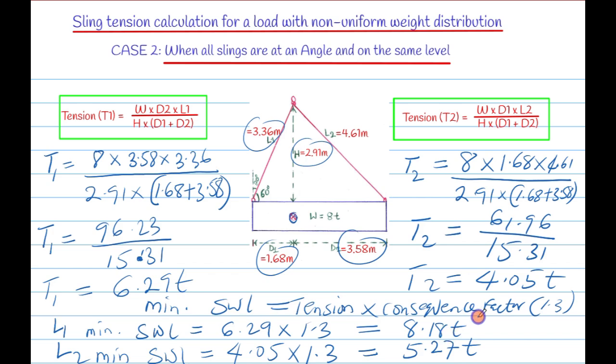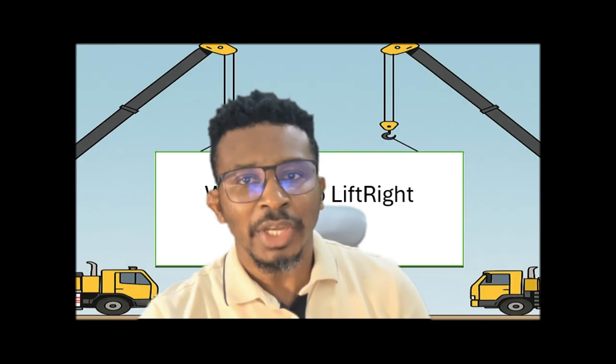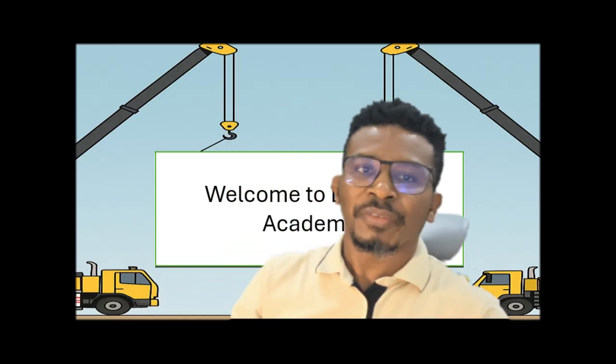So in planning our lifting operation, this calculation is very important to ensure that none of the slings is overloaded. So check in the store, choose any available sling that is the same or more than the minimum capacity as calculated.